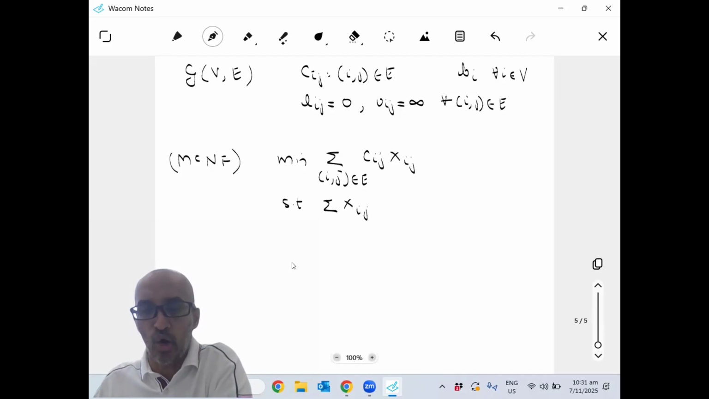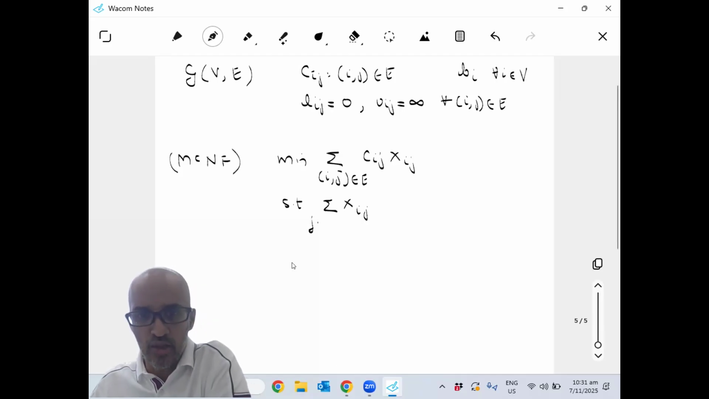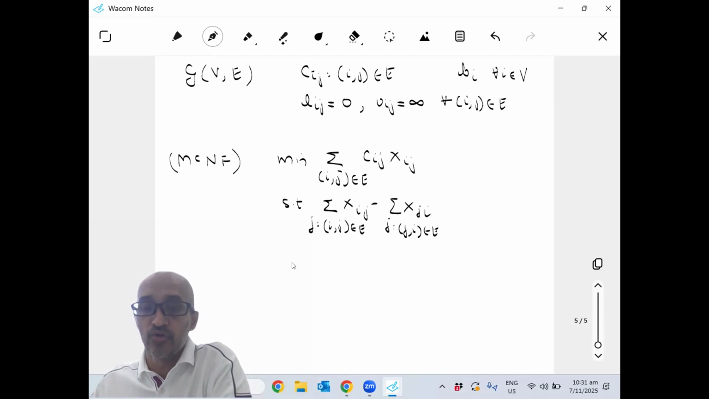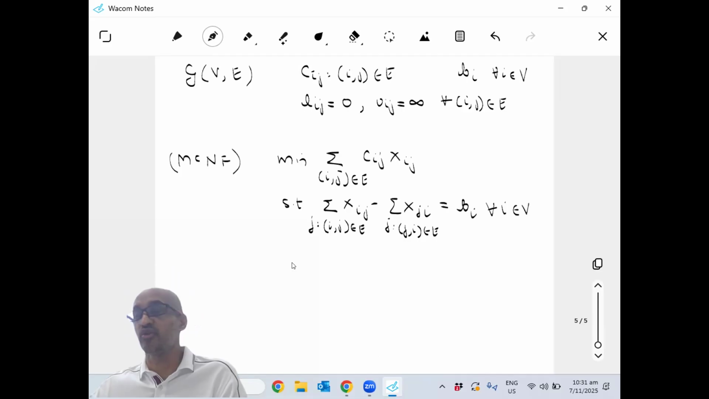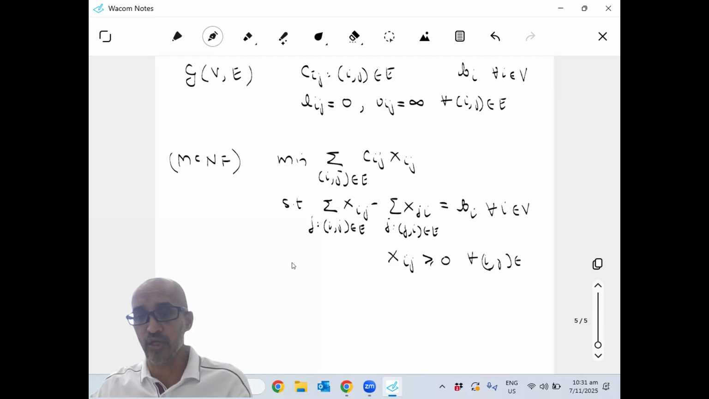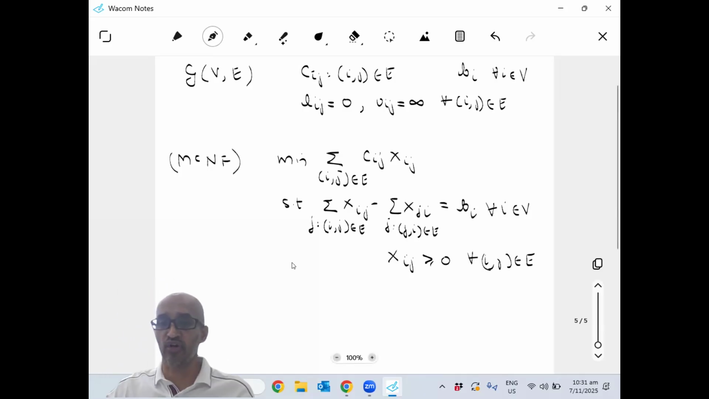So you've got outflow out of node J, out of node I. Take all the edges going out of node I, subtract away all the edges coming into node I. This is from last time, and it is equal to Bi for every node in this graph. Right now, because I'm assuming lower bounds are 0 and upper bounds are infinity, Xij is non-negative for every ij in E. So this is flow conservation. This is capacity, but these are just lower bound capacity constraints.